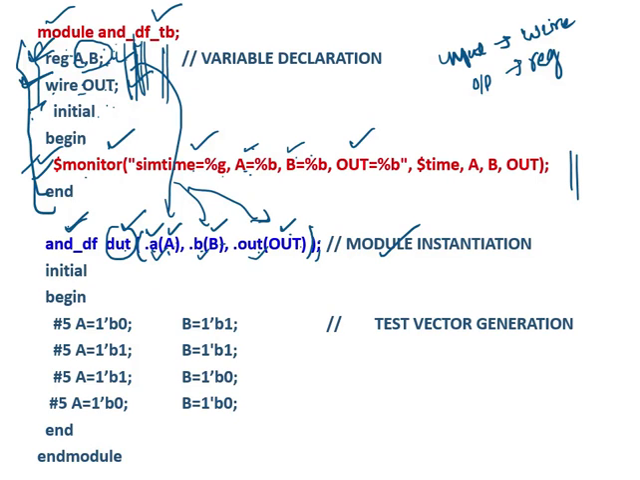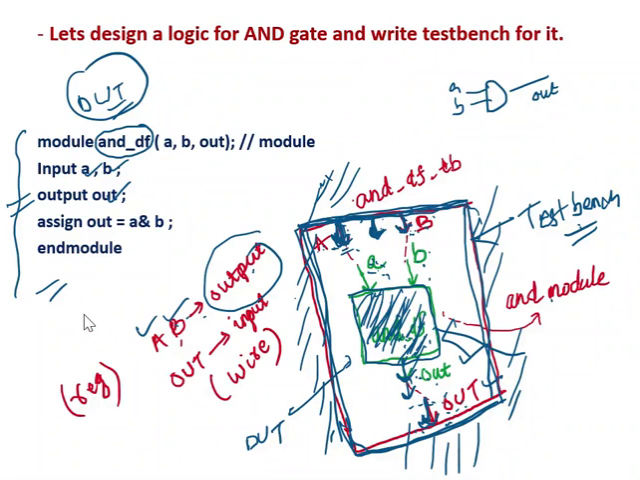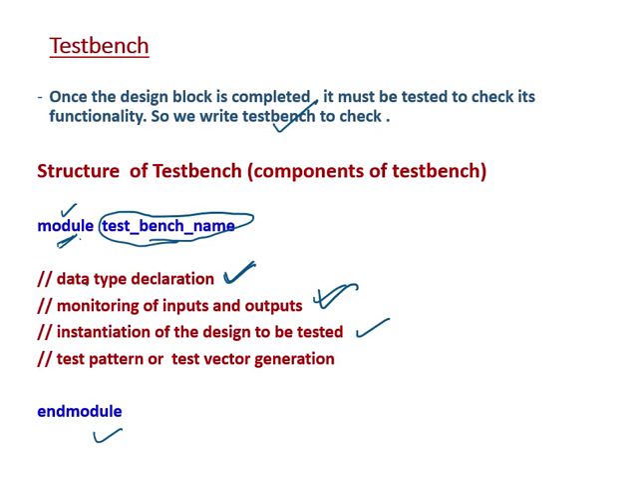Then what next is monitoring of inputs and outputs. We have done here monitoring of inputs and outputs. So we are monitoring here, right? Inputs and outputs. Then what is the third one? Third one is instantiation of the design to be tested. You should remember this part, this 4-1.